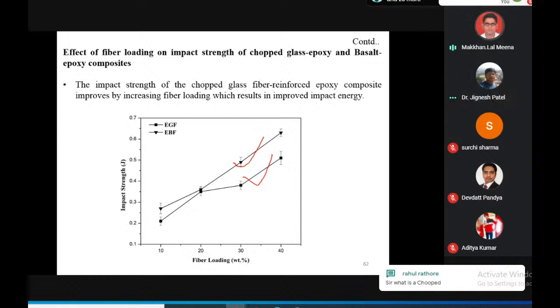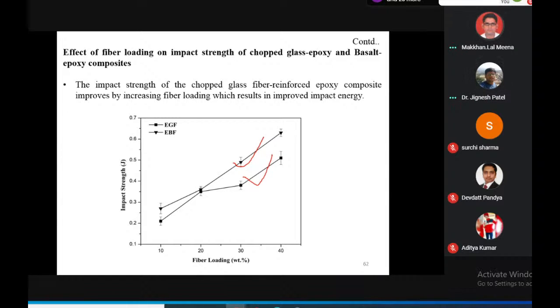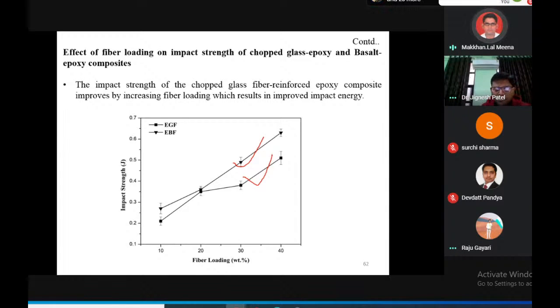So it can be seen that the impact strength of basalt fiber composite is higher than glass fiber composites. It may be the outcome of lesser void content in basalt fiber composites compared to that of the glass fiber composites. Lesser void content was attributed to better interfacial bonding between fiber and matrix that efficiently enhances the impact load bearing capacity of the composite. So the result is that basalt fiber reinforced epoxy composite shows significant improvement in mechanical properties with fiber percentage than glass fiber reinforced epoxy composites.